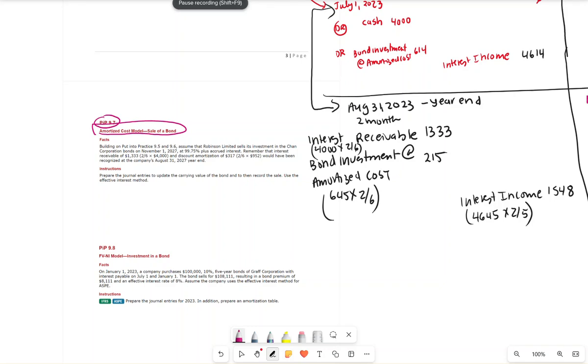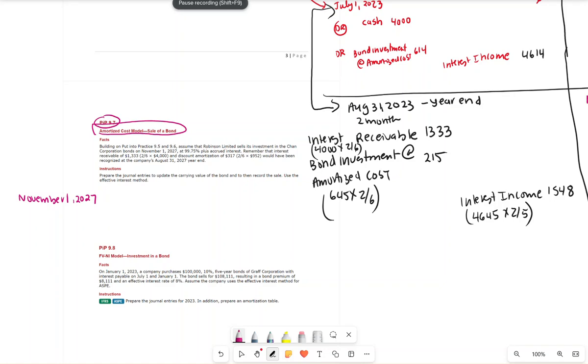So how would you do an entry? Sometimes it becomes a little bit more challenging when you do a sale, but if you keep it consistent, it makes your life a little bit easier. So what they told you is in the question. The question is saying, building on Put into Practice 956, assume Robinson Limited sells its investment to Chan Corporation on November 1st, 2027. So that's what you needed to do.